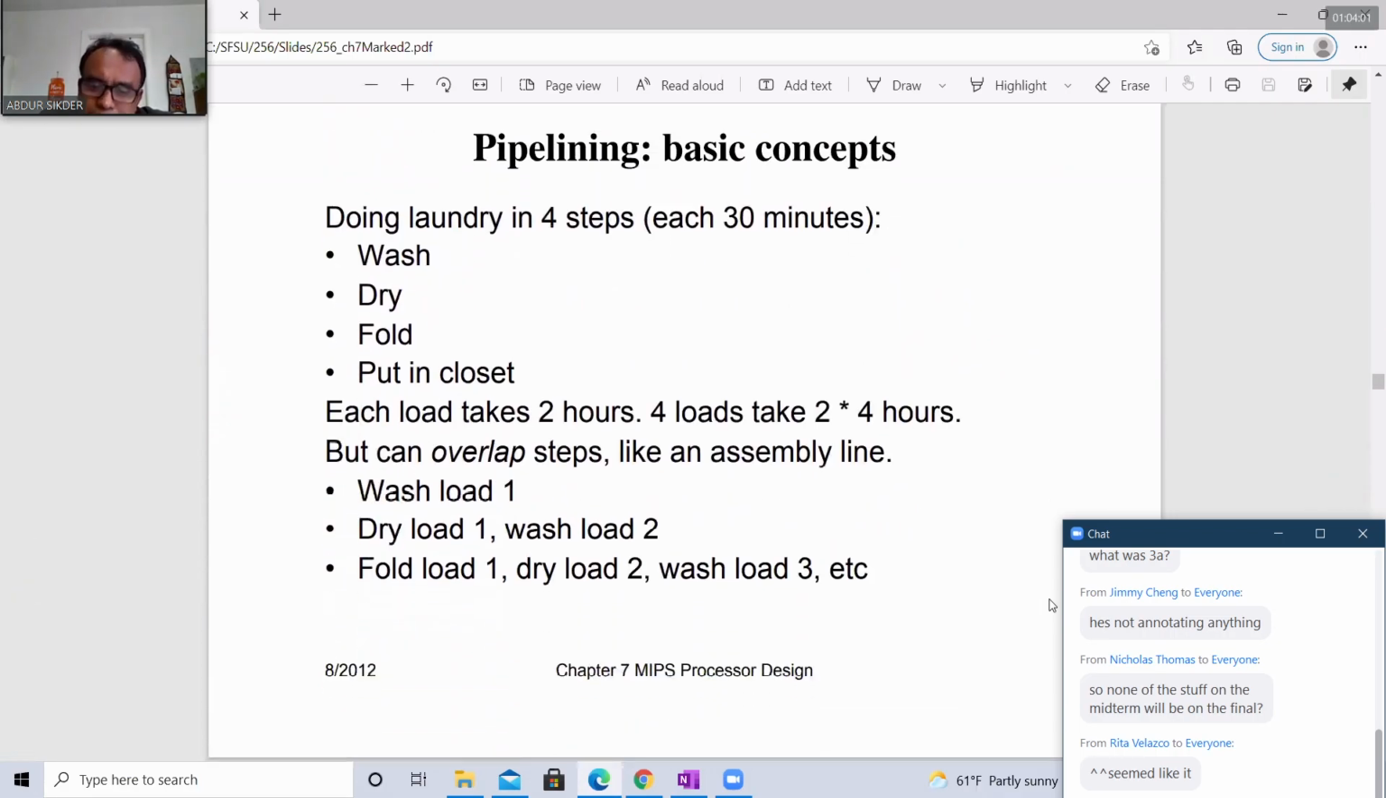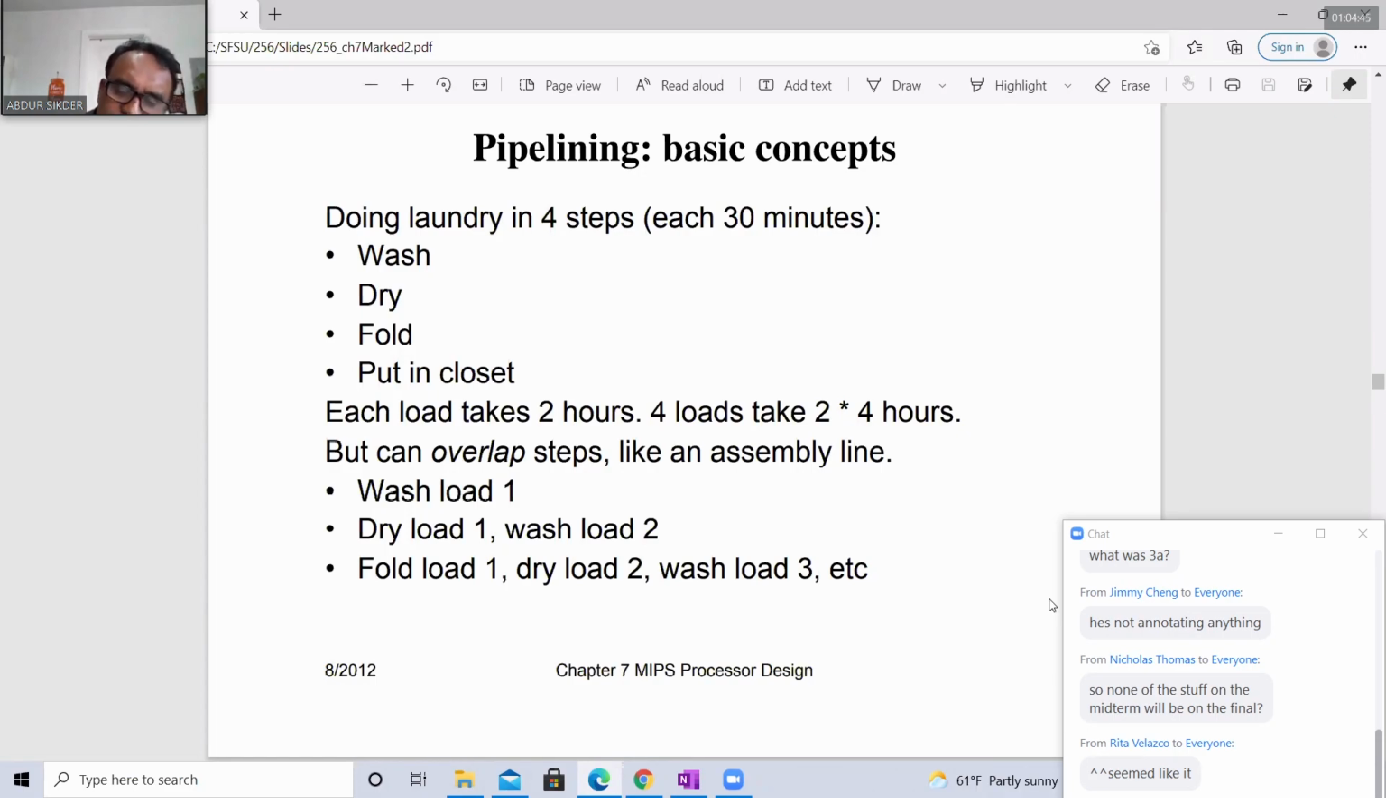Now we learn about pipelining. It's a very simple concept, but it's very useful, especially for CPU calculation. Here it is used as a metaphor. Doing laundry in 4 steps of 30 minutes each: wash, dry, fold, and put in closet. Each load takes 2 hours in total. So 4 loads take 2 times 4, 8 hours. But you can overlap steps like an assembly line.